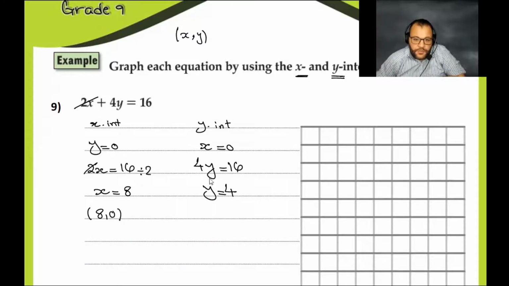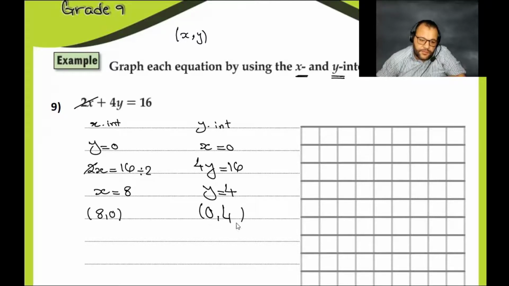Because we know that 4 times y is 4y, we have to cancel out the 4. So we divide by 4, so that gives us y equals 4. 16 divided by 4 will be 4, so y equals 4. The ordered pair will be (0, 4).